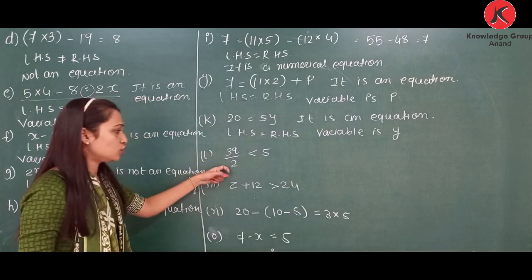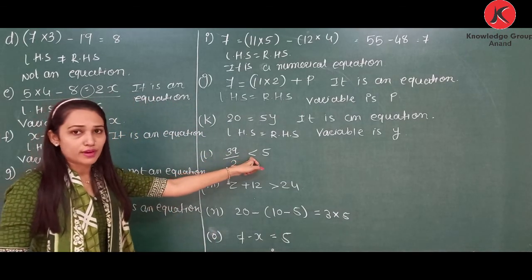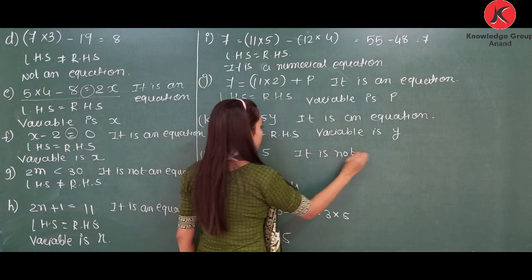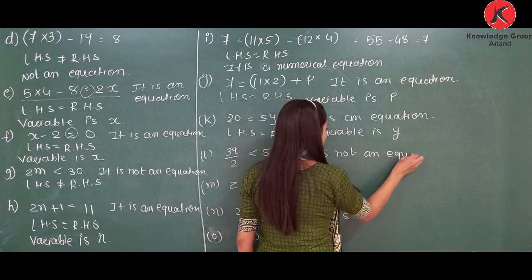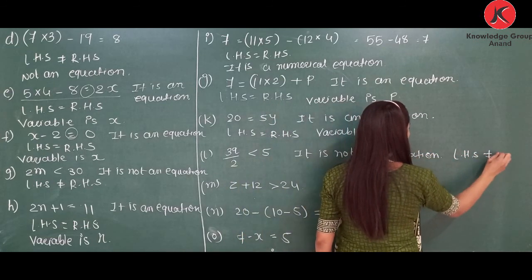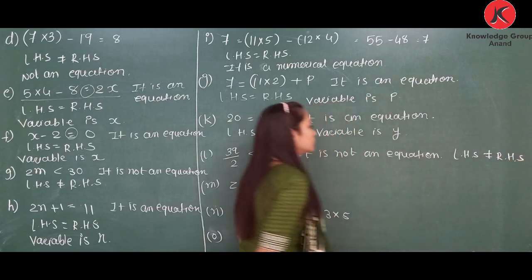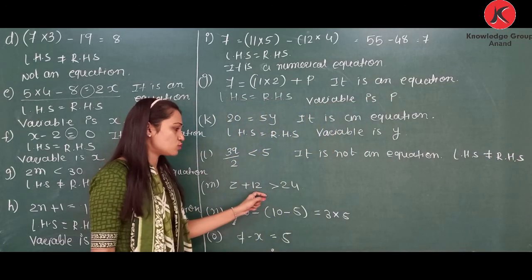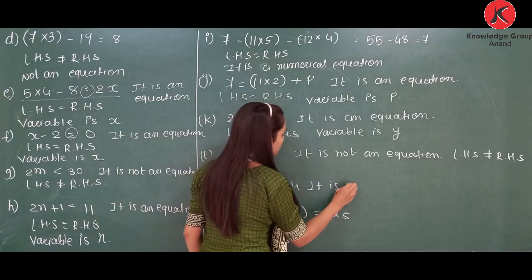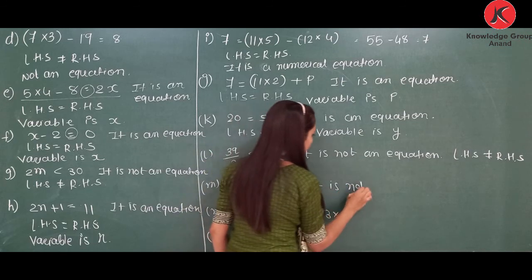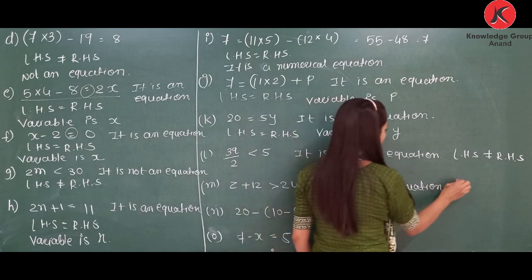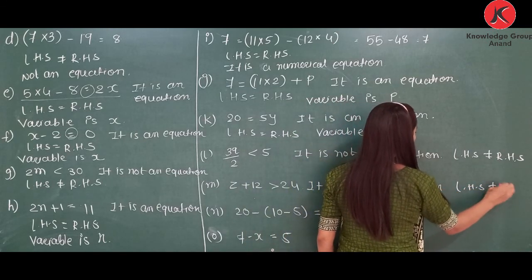Next one, 3 cube by 2 less than 5. So it is not an equation. You can write the reason here that left hand side is not equal to right hand side. For next one, z plus 12 is greater than 24. So again it is not an equation. Reason: left hand side is not equal to right hand side.